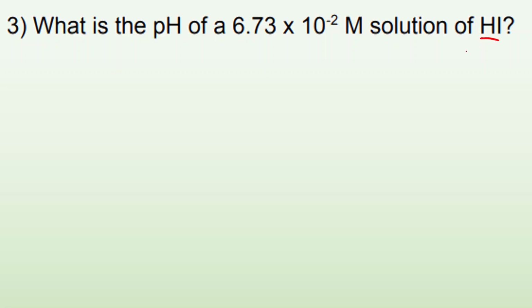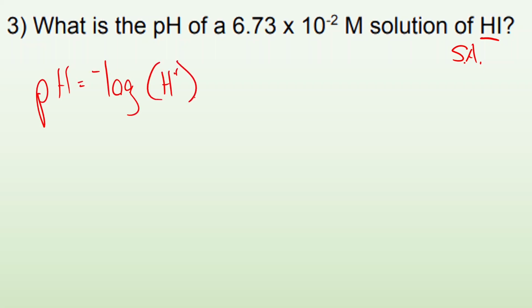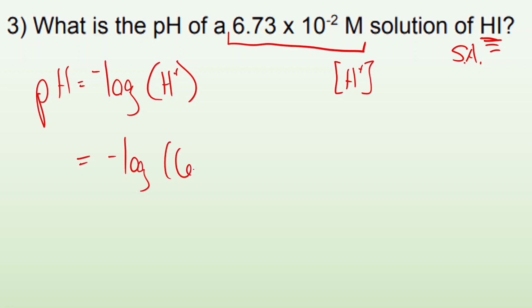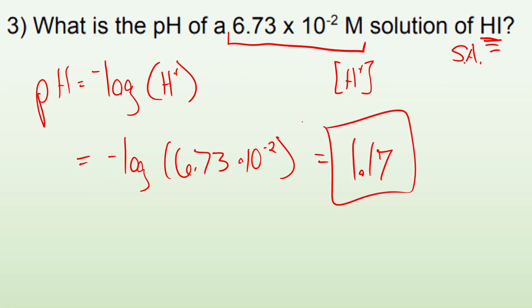So we take a look at HI and we know that it is a strong acid. I've got to go, well, what is pH? pH is equal to the negative log of the H plus ion concentration. Now, since HI is a strong acid, it will completely dissociate. So the concentration of HI is the concentration of H plus. So we do a little plugging and chugging. We do negative log of 6.73 times 10 to the negative 2, and we get a pH of 1.17. There you go.